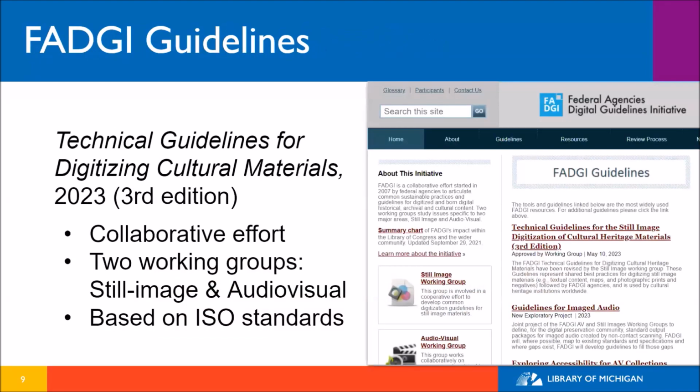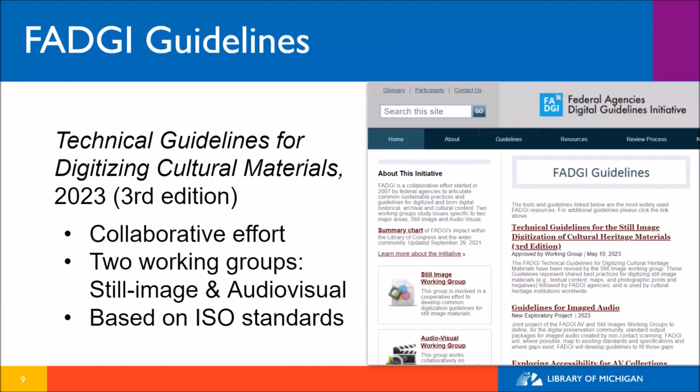FADGI, which stands for the Federal Agencies Digital Guidelines Initiative, is a collaborative effort started in 2007 by federal agencies to articulate common sustainable practices and guidelines for digitization and born digital historical, archival, and cultural content. FADGI is made up of two working groups, one for still image and one for audiovisual material. Among other tools, FADGI publishes guidelines to distill ISO standards into common format that can be more easily understood by a variety of organizational types and experience levels.